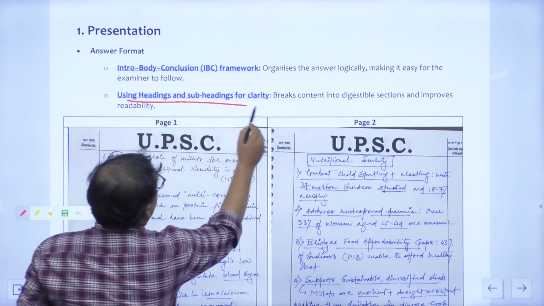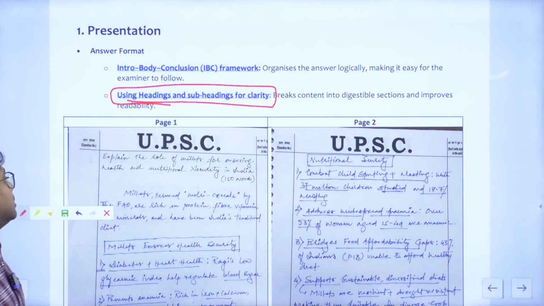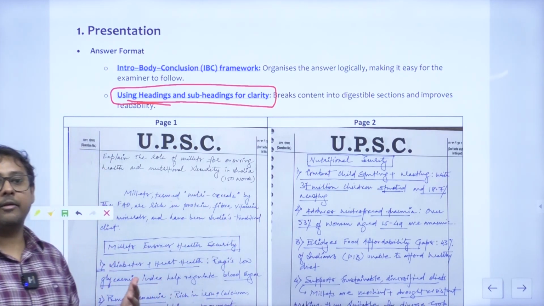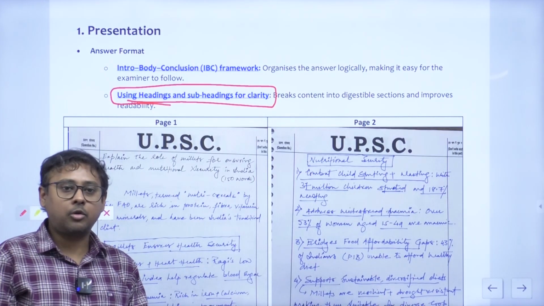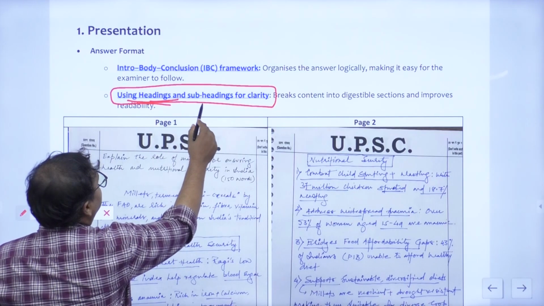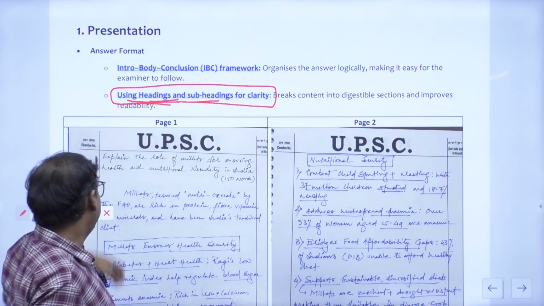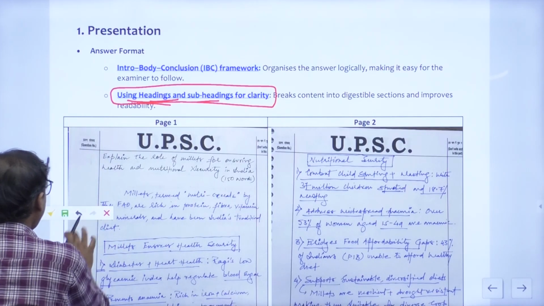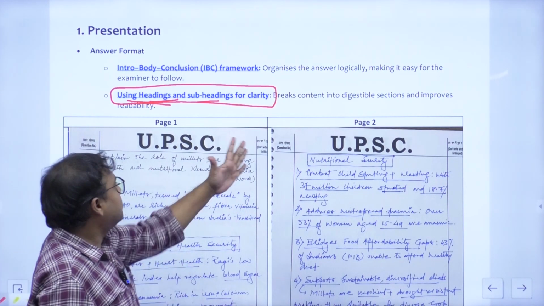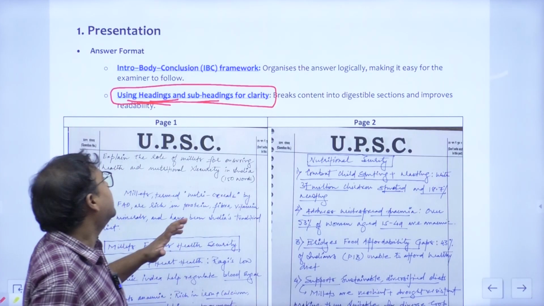Okay. Now, the second thing, with regard to answer format, is that headings and subheadings have to be given to your content, right? And I think you have seen toppers' copies, right? They divide their content into headings and subheadings. The moment you divide your content into headings and subheadings, it gives clarity. It breaks down the content into digestible parts, right?